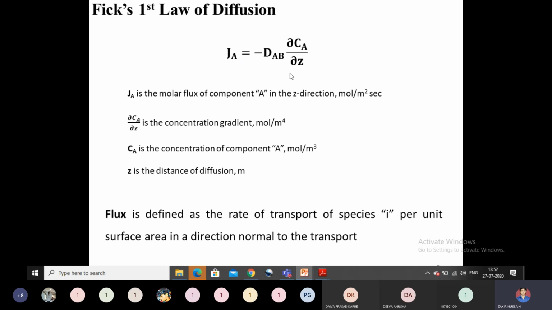So he defined Fick's first law in such a way that JA is equal to minus DAB dou CA by dou z. This has been asked many times as a short answer question, without knowing this or the relationship between fluxes like NA is equal to NXA plus J.